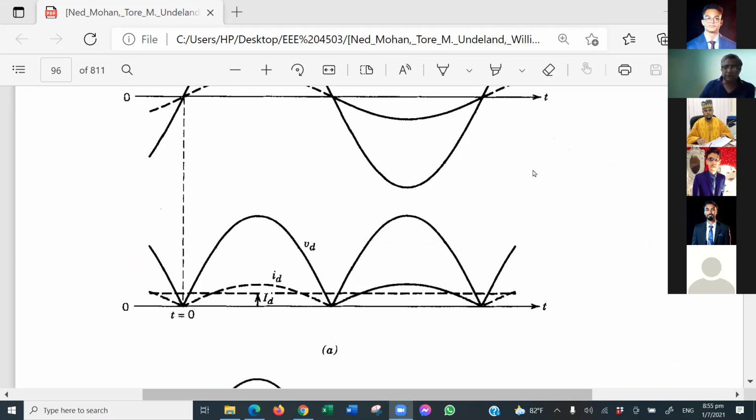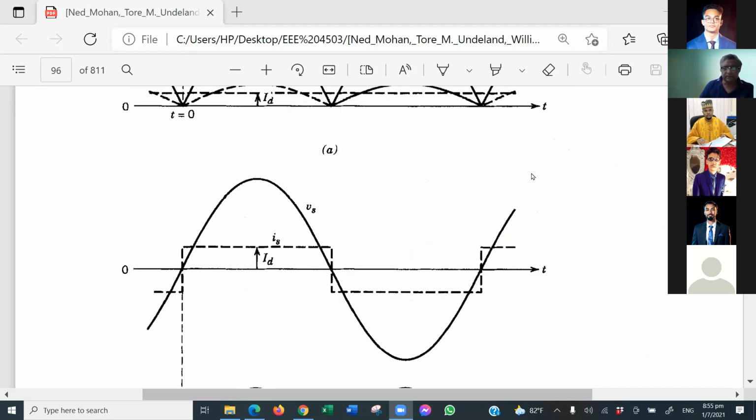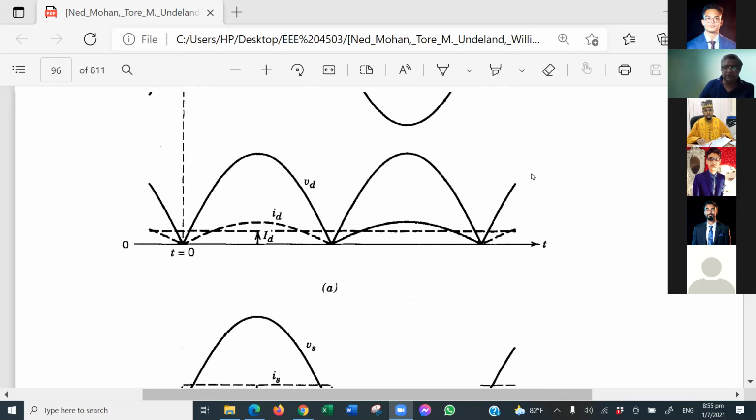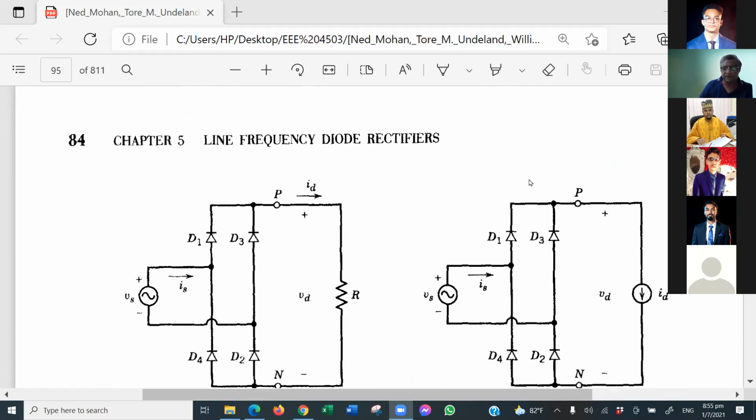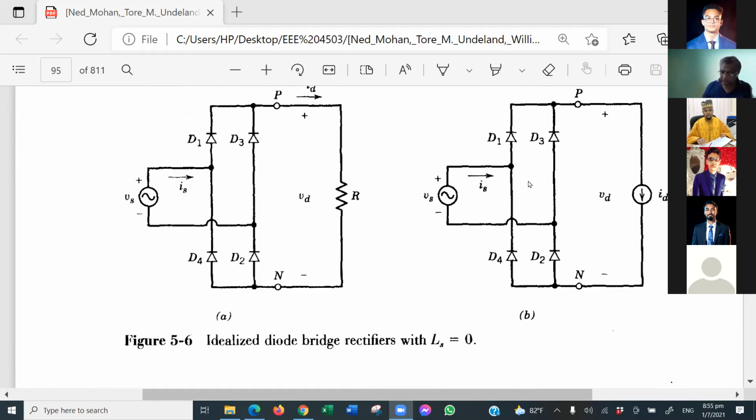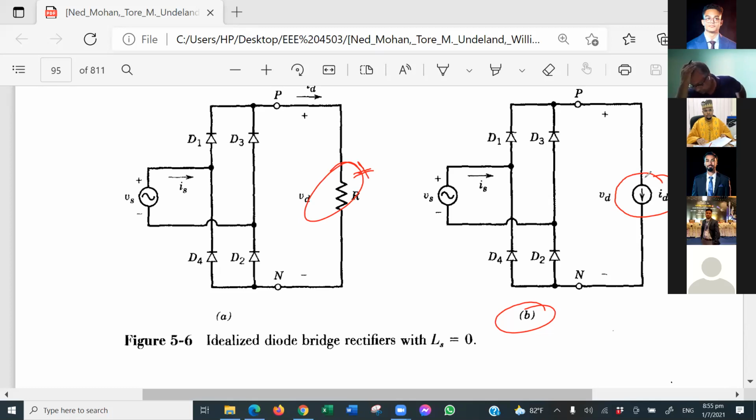Let us move a little. So this is the resistive load, and go back to the second figure, figure D. Can you see figure D? Yes, sir, we can see. So look here, this resistive load has been replaced by a current source. What does it mean by current source? Highly inductive load, sir. Yes, highly inductive.